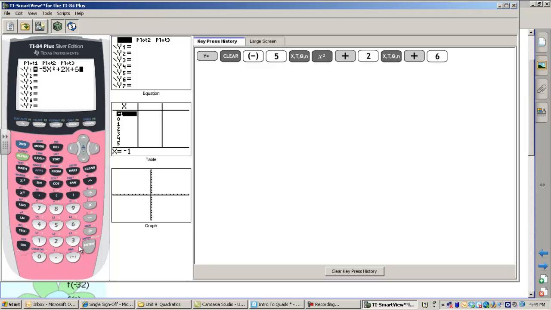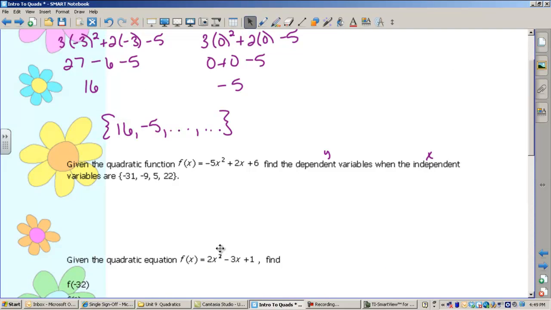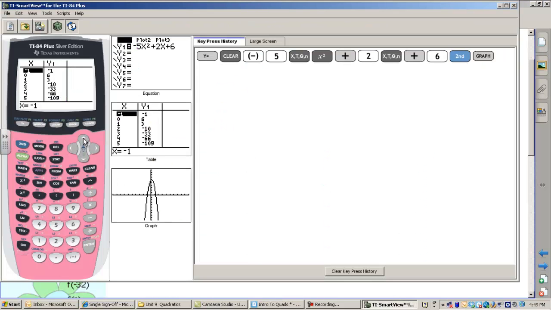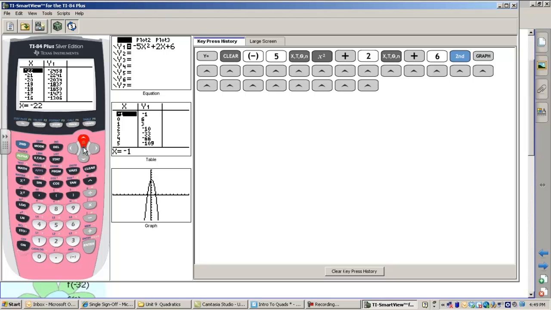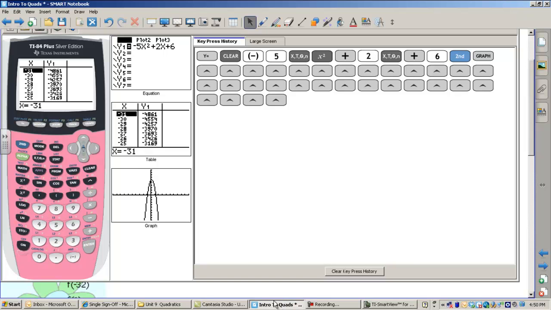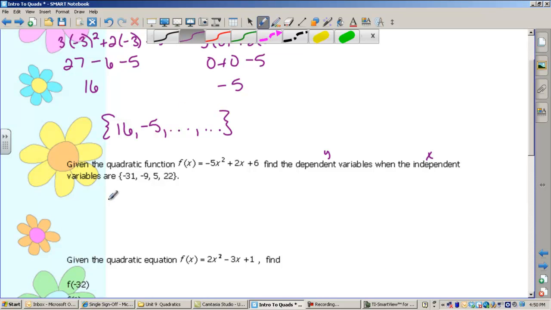And instead of actually graphing it and see what it looks like, I'm going to look at the table. So I'm going to go to second graph, and here is the table of all the values. Well, the first thing they asked me to find was when x is negative 31. So I'm just going to scroll up in my table until I get to x is negative 31. And right here I see that when x is negative 31, y is equal to negative 4,861. So my value here is negative 4,861.